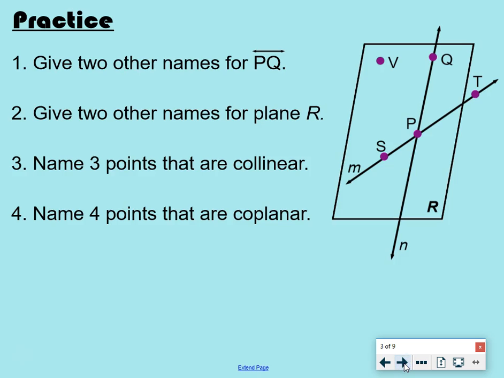Practice. 1. Give 2 other names for line PQ. 2. Give 2 other names for plane R. 3. Name 3 points that are collinear on the same line. And name 4 points that are coplanar. Right now, please pause the video, try these on your own, and then resume the video to check in.